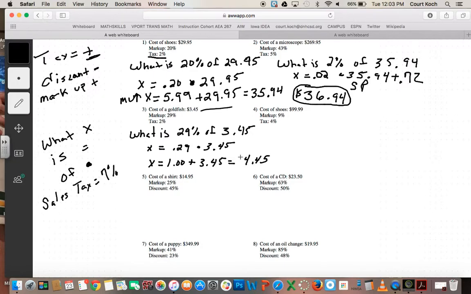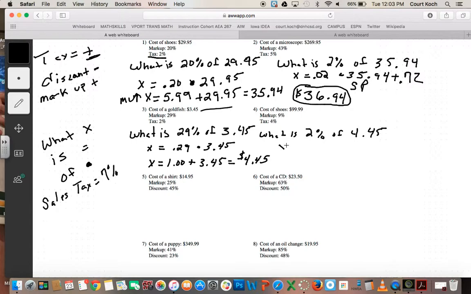So when I go to the fish tank and I see the goldfish I want to buy, this is the price I see. This is the $4.45. Again, we still have a 2% tax. So I need to ask myself, what is 2% of the sales price? What is 2% of $4.45? Do my percent equation.